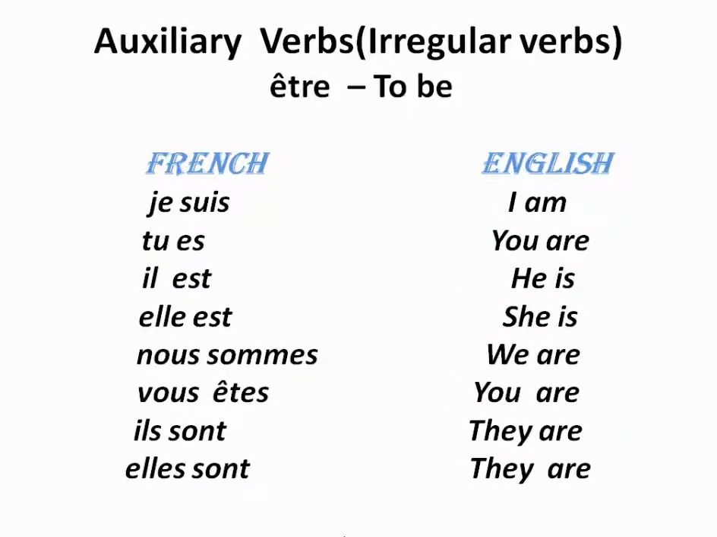Then the other auxiliary verb, which also comes under irregular verbs, that is être. Je suis, I am. Tu es, you are. Il est, he is. Elle est, she is. Nous sommes, we are. Vous êtes, you are. Ils sont, they are. Elles sont, they are.